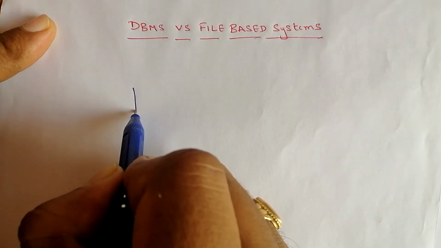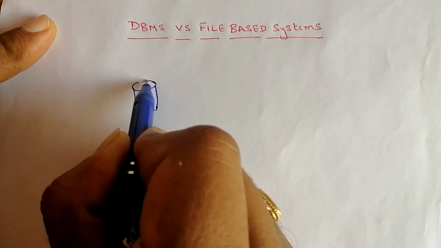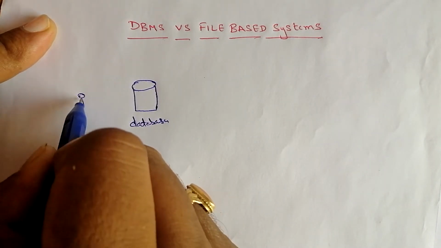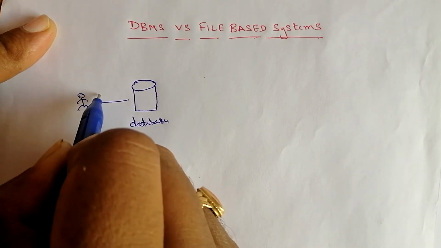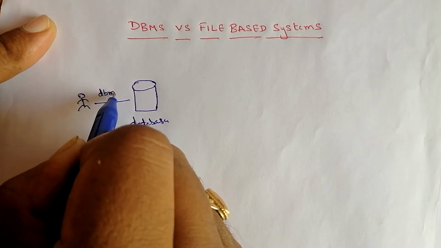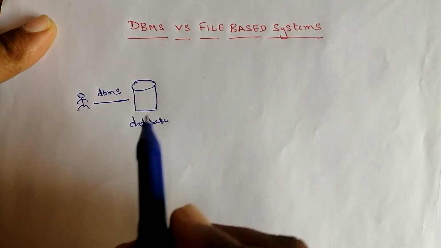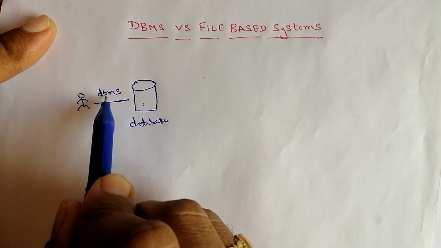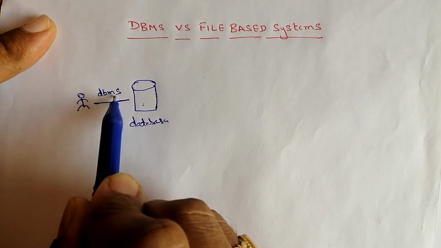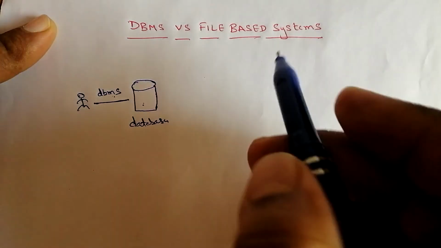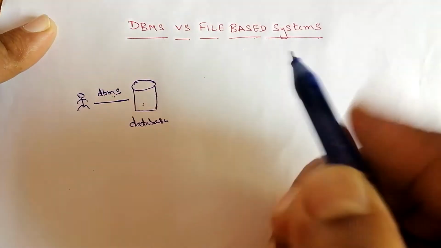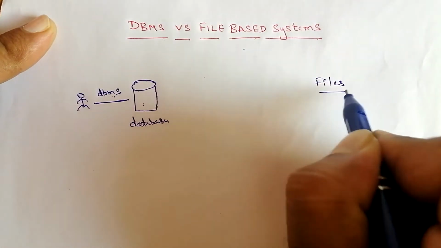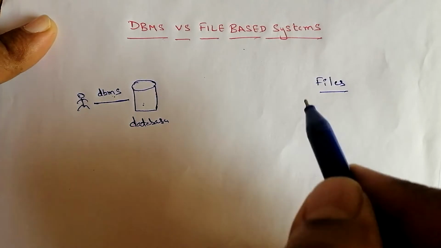Here we have the databases, and these databases are managed by the user by the DBMS. That is, the data is going to be stored in the databases, and these databases are managed by the user by using the DBMS software. Whereas in the file based system, the data is stored in the files.